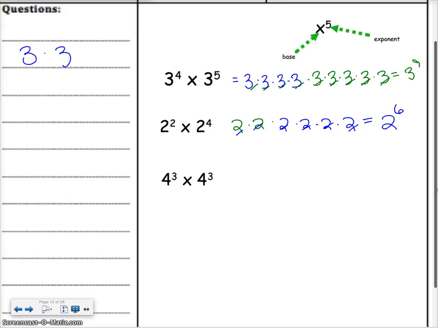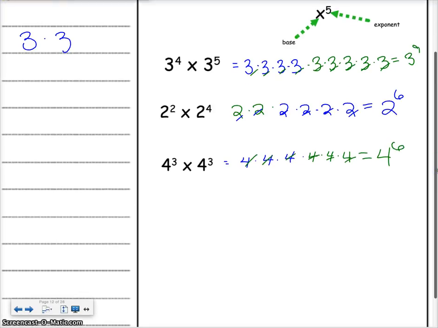4 cubed times 4 cubed. How many 4's in 4 cubed? 1 and 2 and 3. How many 4's in the other 4 cubed? Another 3. 1 and 2 and 3. Which is a total of 4 to the 1, 2, 3, 4, 5, and 6. 4 to the 6. So what do you feel is the pattern? Tell someone next to you. What is the pattern?